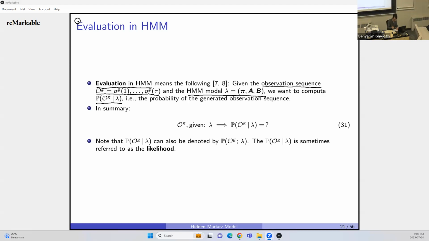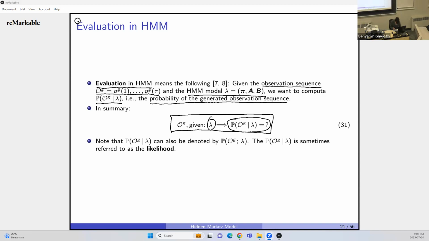This is the evaluation phase. Given those, we want to compute P of OG given lambda. What is lambda? The HMM. Given the HMM model, what is the probability that I get a specific output sequence OG? That is the probability of the generated observation sequence. So in summary, this is evaluation in HMM: given this lambda, the hidden Markov model, what is the probability that I get this specific OG sequence?